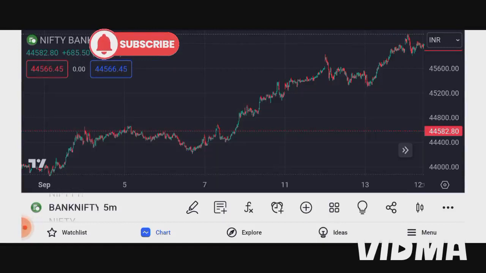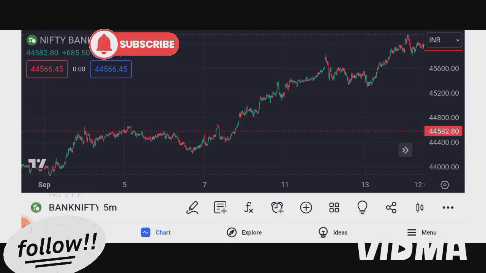So after a long time we recorded one video and found a good indicator for scalping in Banknifty. We will check what the settings are and what the backtest result is. It is a non-repaint indicator.